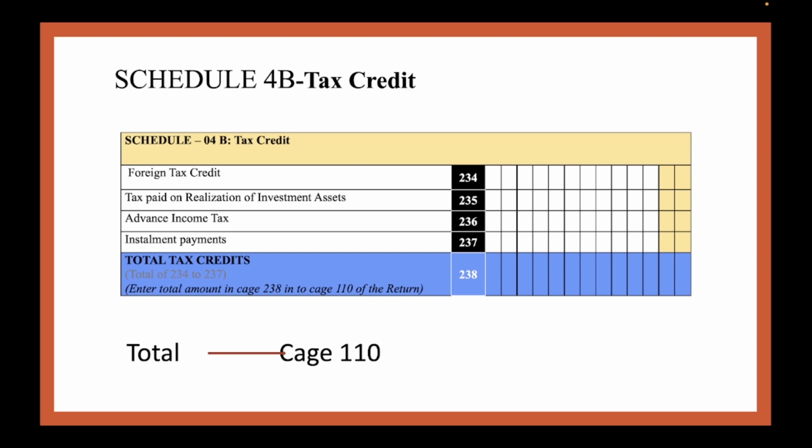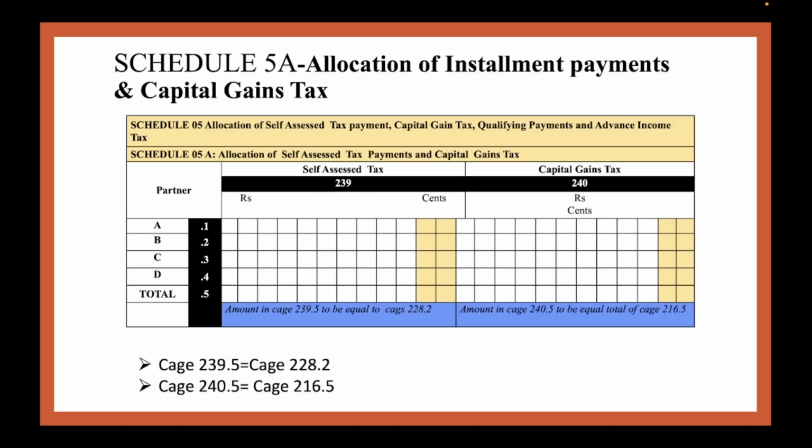Under Schedule 4B, you have to enter all the tax credits and get the total of the tax credits into the cage 238. Take the figure into the cage 110 of section 1. Thereafter, deduct the figure in cage 110 from the figure in cage 100 and get the balance tax payable amount if there is any. That is all about the tax liability of the partnership business.